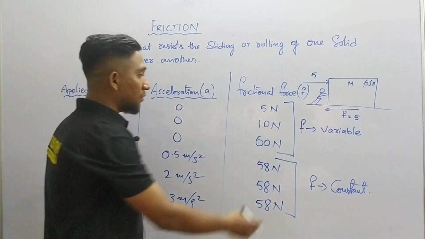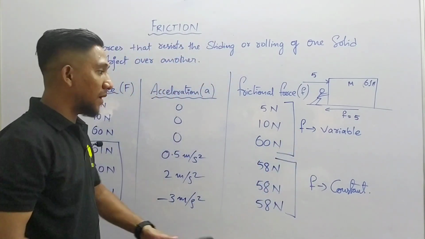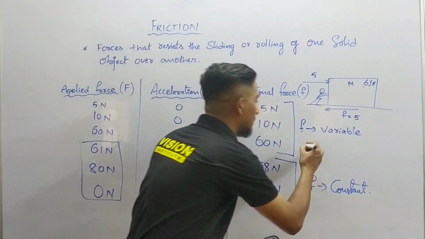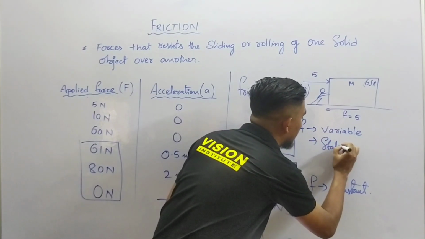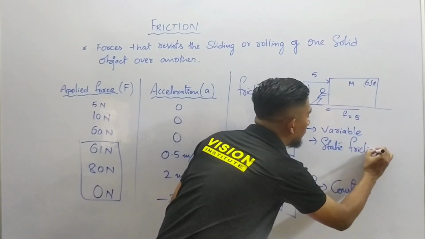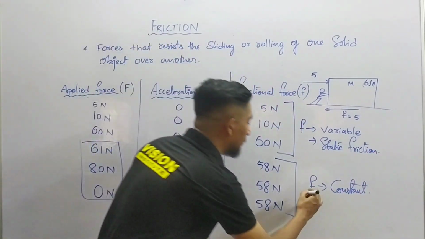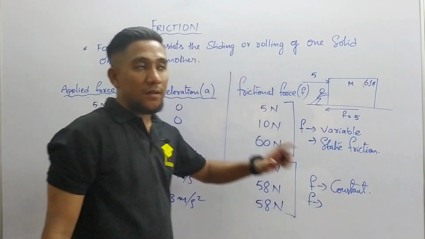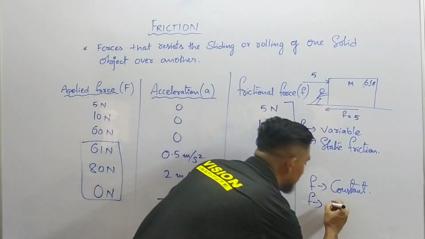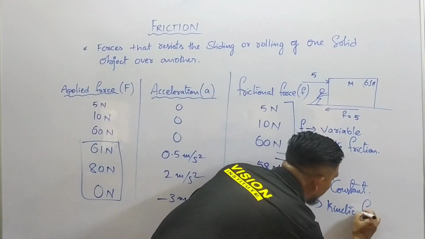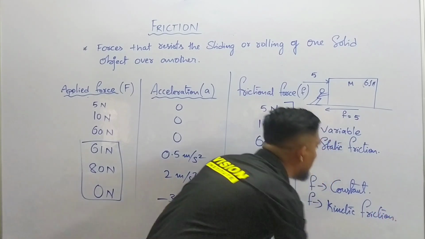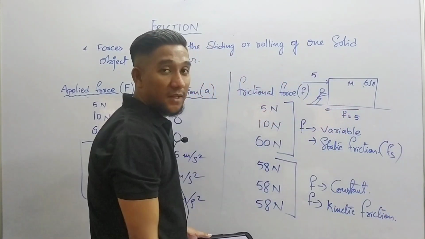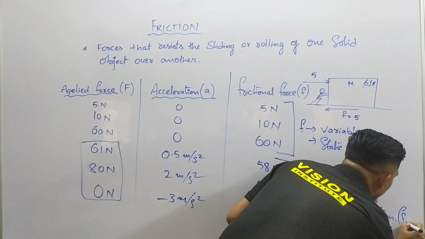This frictional force applied by the ground when the body is not moving is known as static friction. And this frictional force which the ground applies when the body is already moving is known as kinetic friction. The static friction is denoted by Fs. The kinetic friction is denoted by Fk.